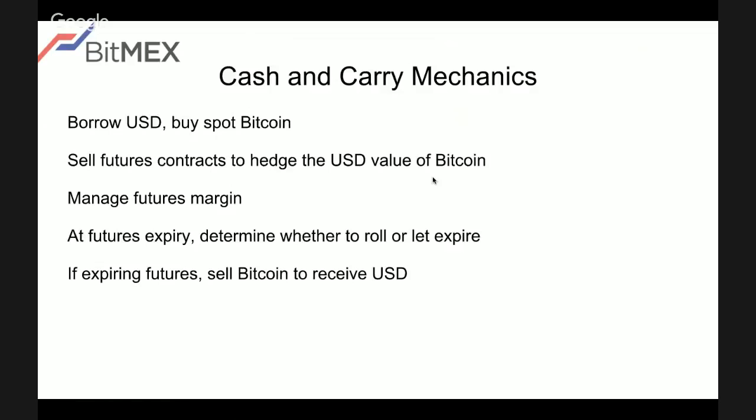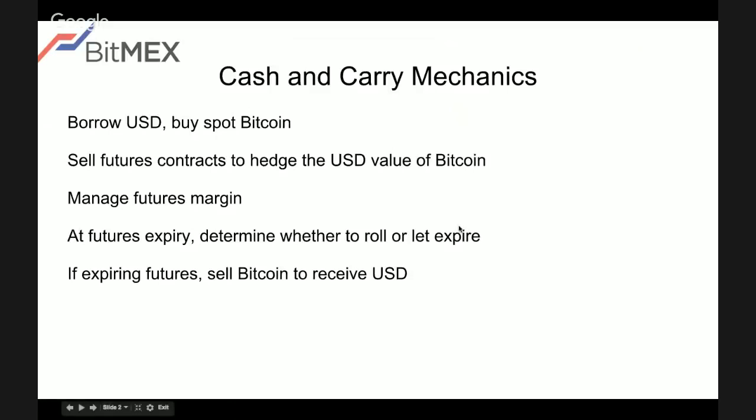So here's the basic mechanics. What you'll do is you'll borrow US dollars or use US dollars that you have sitting around. You'll buy spot Bitcoin on the reference exchange. You'll sell futures contracts to hedge the US dollar value of Bitcoin. So now you're locked in. You've made a spread. Between when you put on the trade and when it expires, you'll manage your futures margin. And at futures expiry, you'll determine whether or not you want to roll into the next contract. If you want to expire the futures contracts, then you'll let them expire on the expiry date, and then you'll sell Bitcoin at the same time to receive US dollars. And net, you should receive the difference between the futures contract and the spot price.